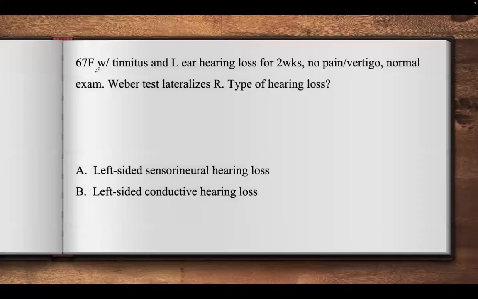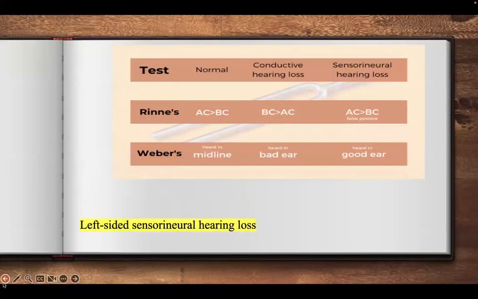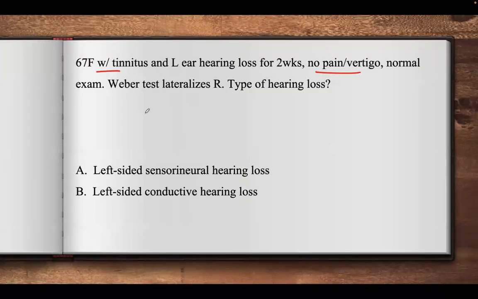Okay, next question is, this is a 67-year-old female with tinnitus and left ear hearing loss for 2 weeks. No pain, vertigo, normal examination. Sorry, my bad, I showed you before. Now, Weber test lateralizes to the right side. What type of hearing loss is it? Don't worry, you can have your time. Think about it. Either it is left-sided sensorineural hearing loss, or it is left-sided conductive hearing loss. So do your exam and see which side the Weber's test lateralizes to, and then type your answers.